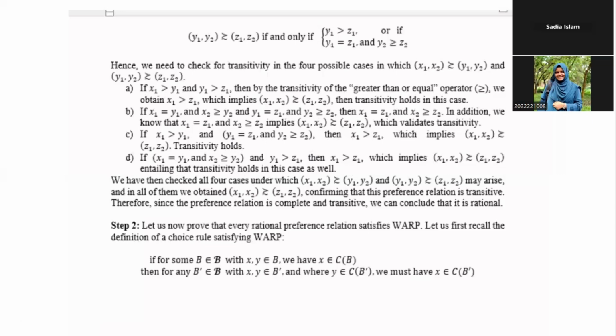Do you understand, Isha? Oh, yes, I can understand. Hello. You can move to step 2. Okay.